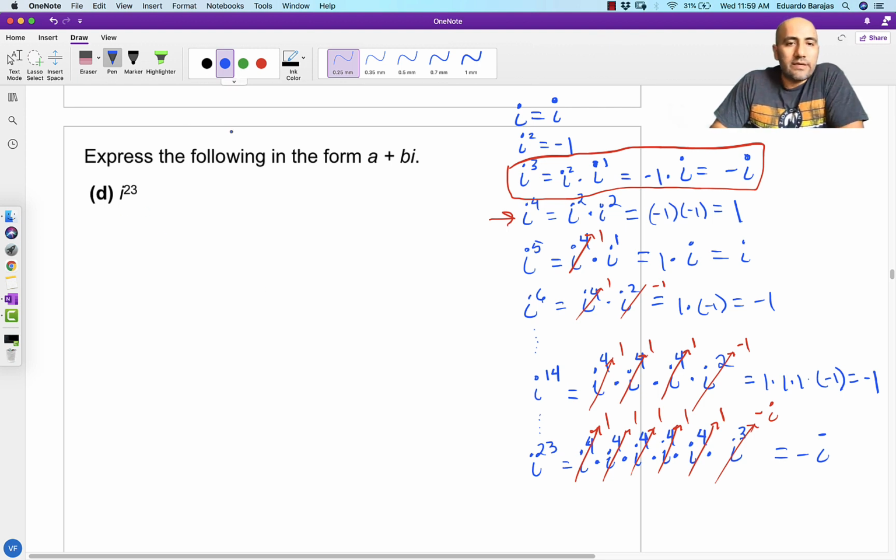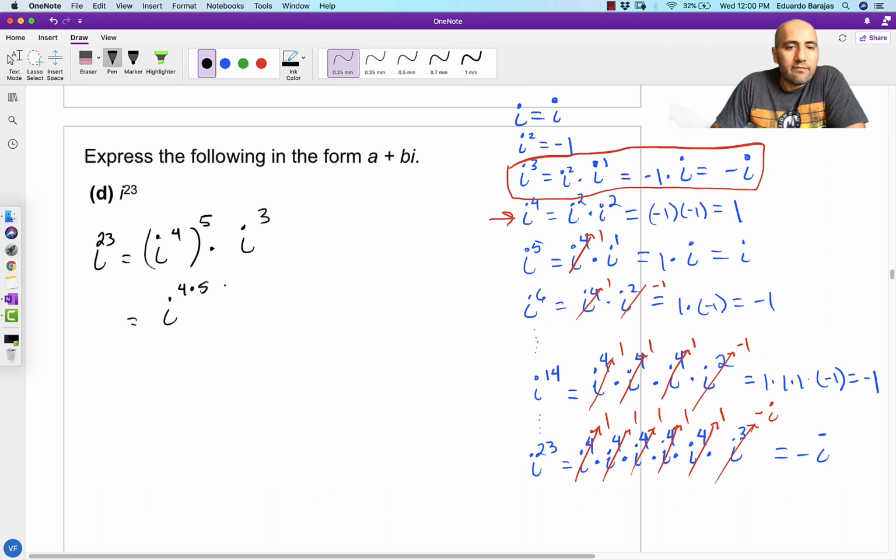So what we could do, though, is come up with better notation than this. Let me come over here. So one way to represent the same idea is to say that this equals i to the 4th, and then identify how many copies of that we had. So there was 1, 2, 3, 4, 5 of them. So i to the 4th times 5. And then there was the extra, so then times i to the 3rd power. Or another way of saying this is that it's i to the power of, and then this is going to be equal to 4 times 5 plus 3.